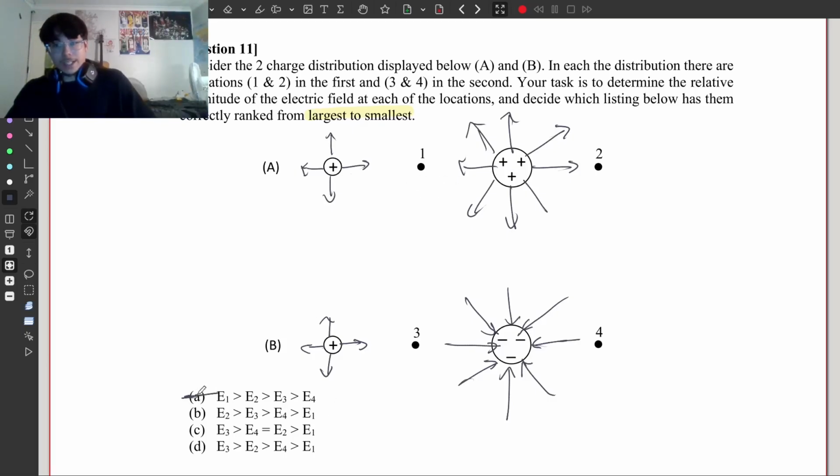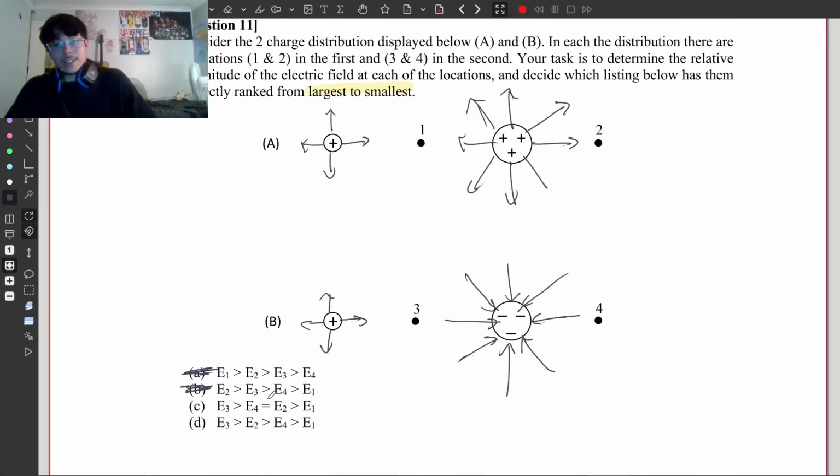So we can eliminate A, and then we can probably say that 3 will be the strongest because you have a positive and a negative charge. And you can also see the vectors. This one here and this one here are both pointing in the same direction. So it will be a very strong field in this way. So we can probably eliminate B then.